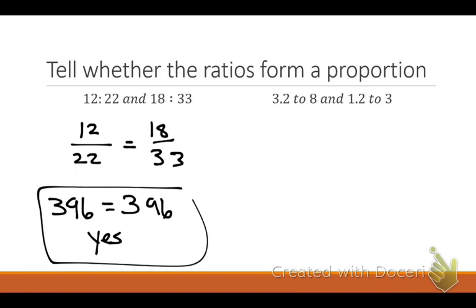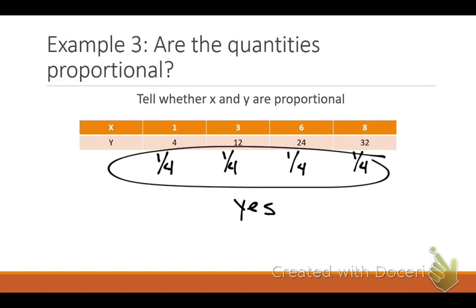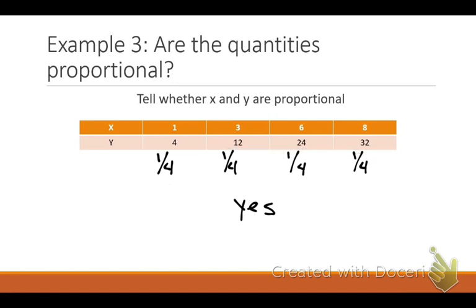Telling whether or not they form a proportion: are the quantities proportional? You don't necessarily need to write down the table. Just look up here. 1/4, is that fully reduced? Yes. 3/12 reduces to 1/4. 6 over 24 is 1/4. 8 over 32 is 1/4. So what's my answer? Yes, and my proof is in my values: all the values of the ratios are 1/4. That's my yes.